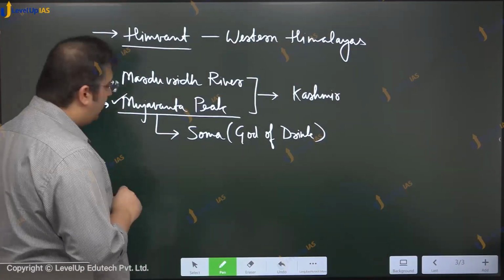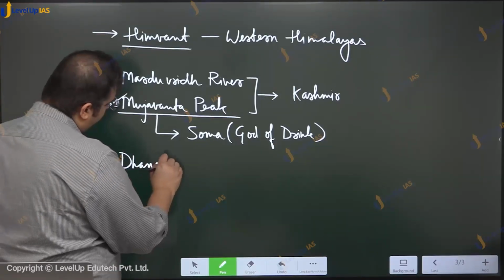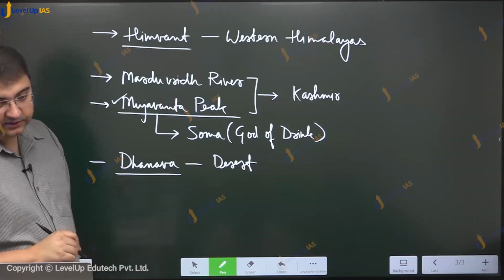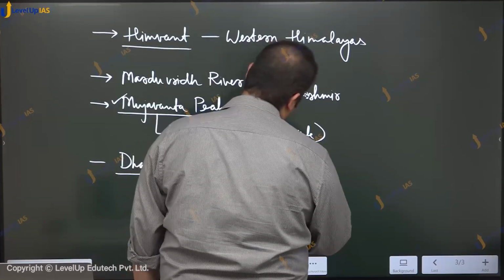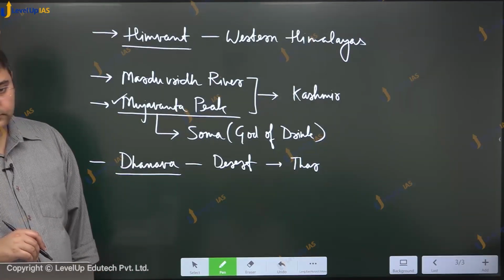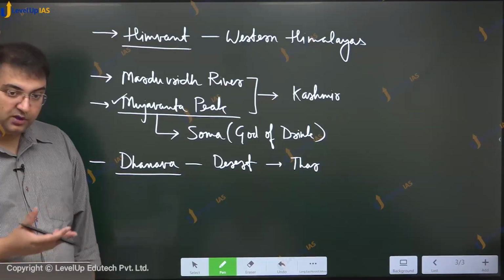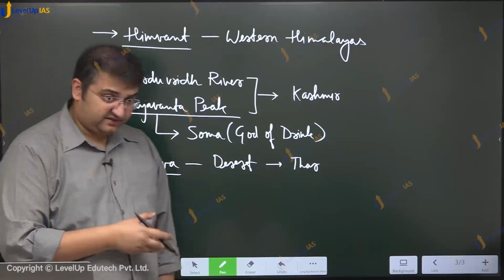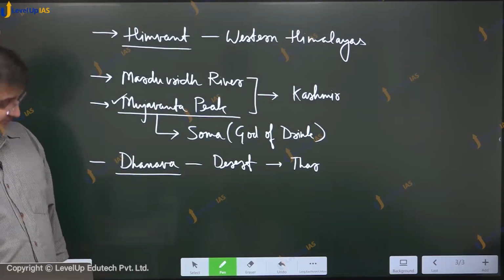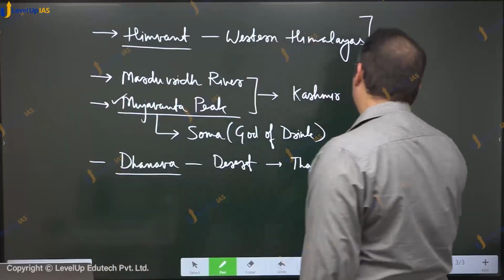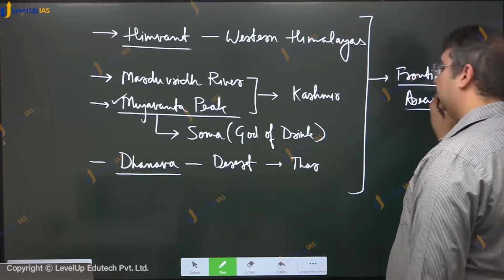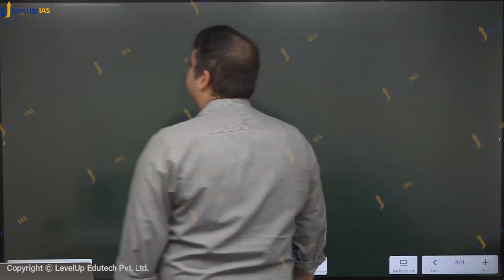Then we also have mention of the Dhanav. This is a Sanskrit word which means desert. Which desert do you think they were referring to? The Thar desert. What was the chief occupation of the early Aryans? They were nomadic pastoralists. Do you think there would have been a major population concentration in the desert? No. So they must have come right up to the edge of the desert, rarely venturing into it. Right. So once again, this was a frontier area for them. Clear? So these are all frontier areas.